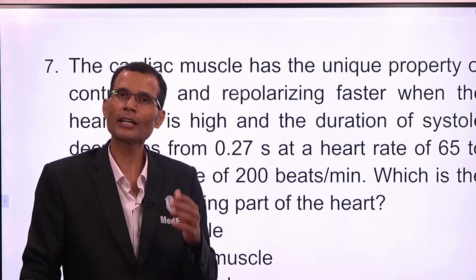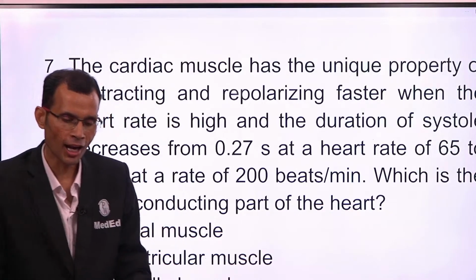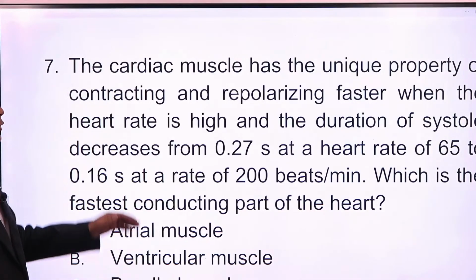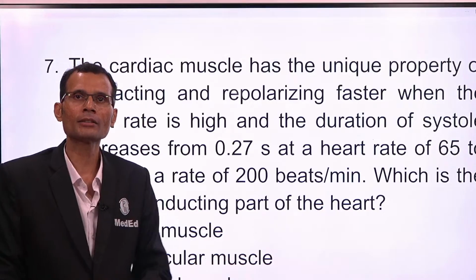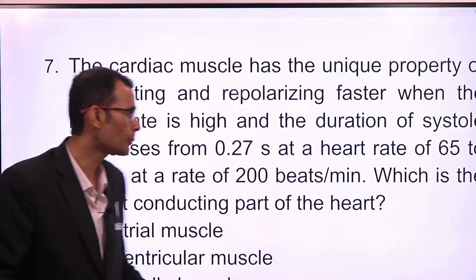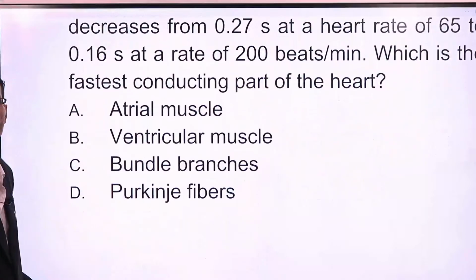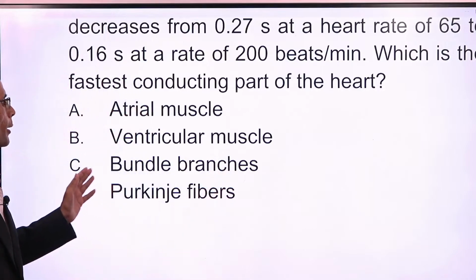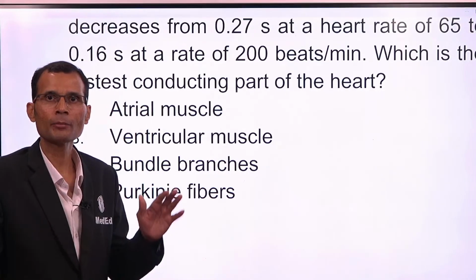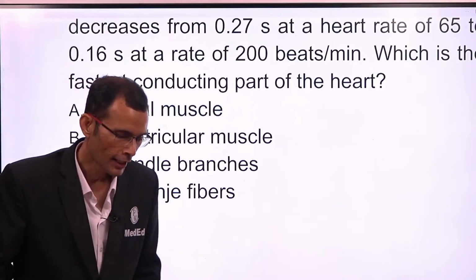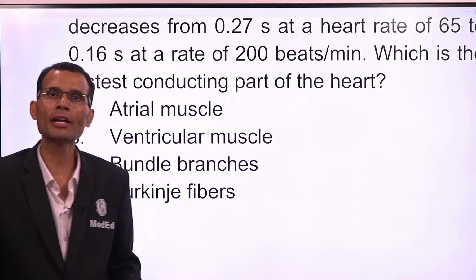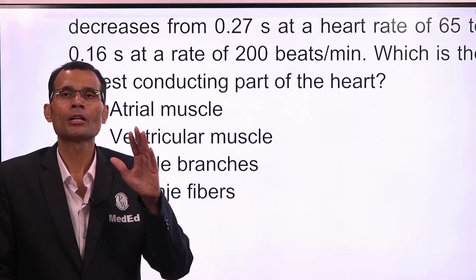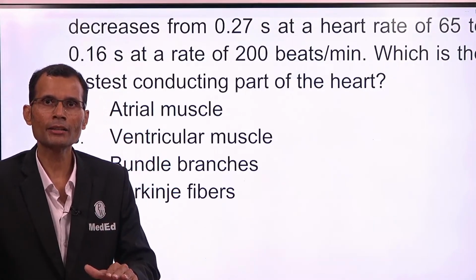If you are listening to me and you are answering the questions, I would appreciate that. You are welcome to answer this question. Which is the fastest conducting part in the heart? And you can also write which is the slowest conducting part in the heart. The fastest conducting part in the heart is Purkinje fibers. Yesterday I mentioned this, and for the benefit of those who have joined in today, just mentioning it once again. Purkinje fibers are the fastest conducting part in the heart.